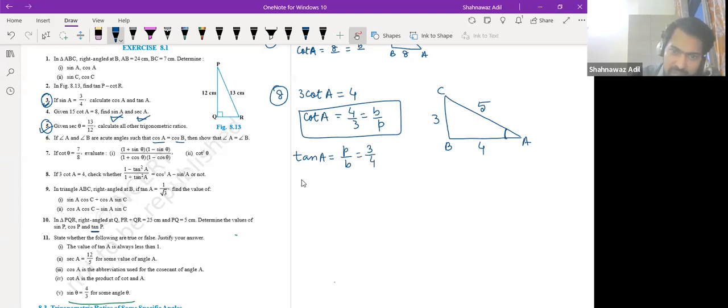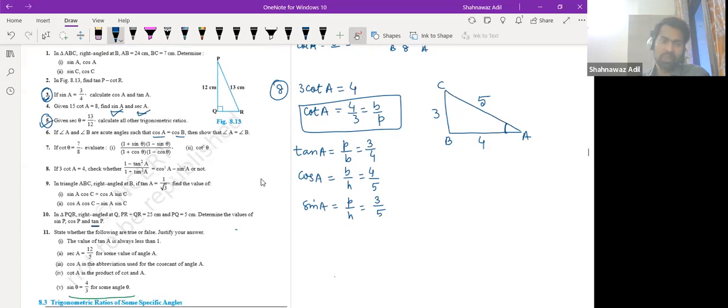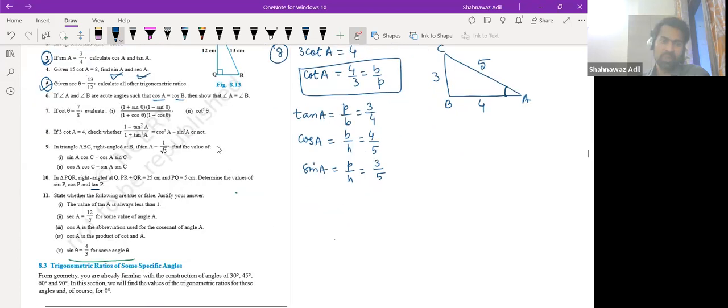We can calculate cos A, which is B by H, which is 4 by 5, and we can calculate sine A, which is P by H, which is 3 by 5. So we have all these values, right? And then we have to simply put these values in the question. So check whether this thing is equal to this thing.